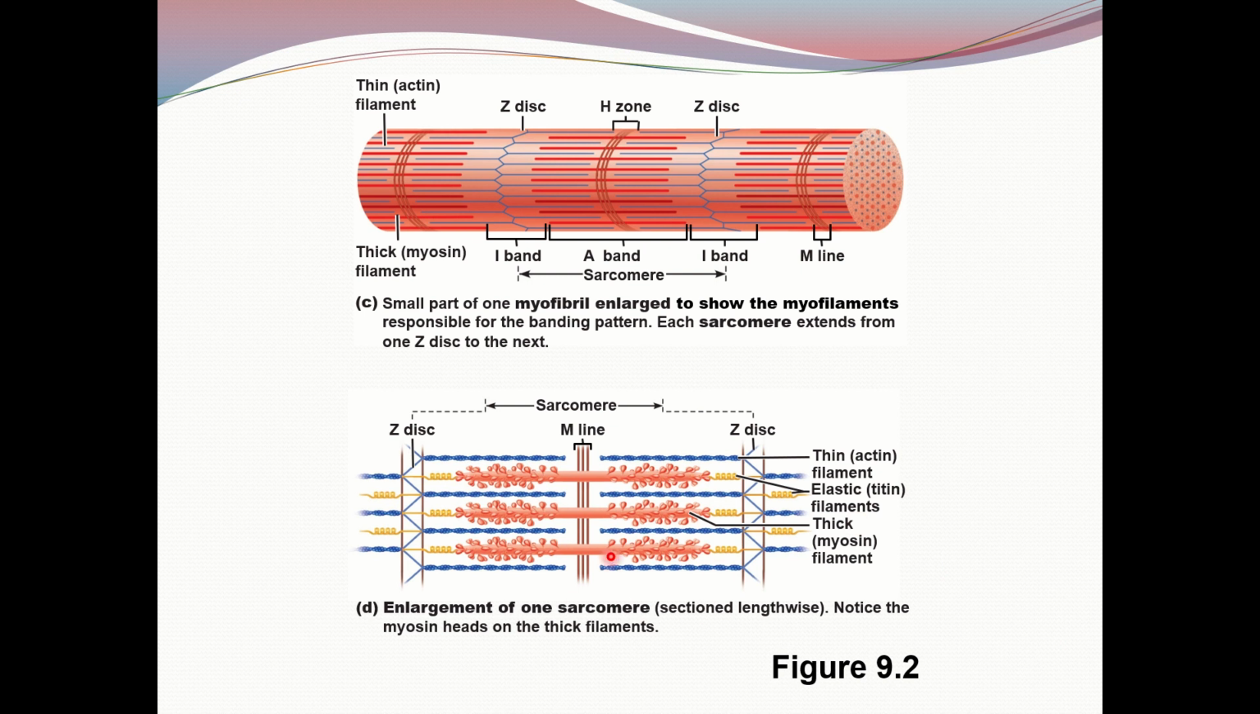In the illustration at the bottom of figure 9.2, this is also from that Marriott book. You can see that the Z-disc here is anchoring those actin myofilaments. And then the myosin is in the center, anchored by the M line. And then there's your H zone. You might notice that little coil of yellow protein that's called the elastin, and that helps the sarcomere return to its normal position after contraction.